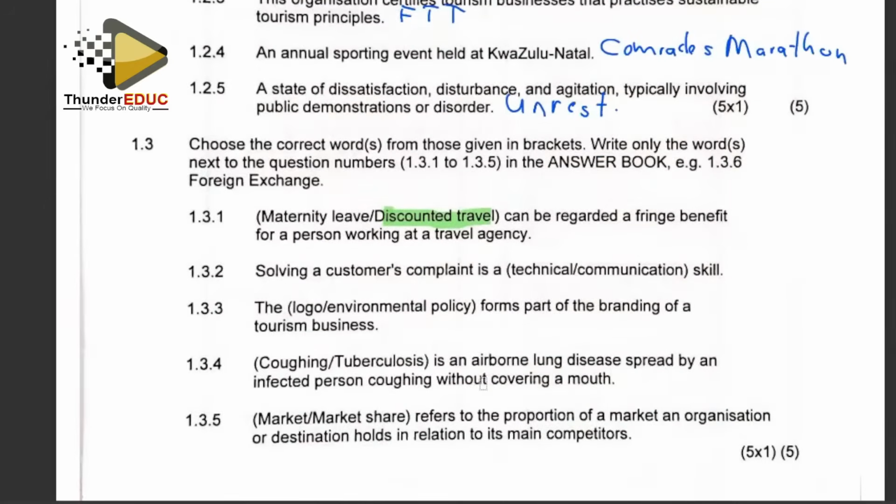Then 1.3.2, solving a customer's complaint is known as a communication skill. That is actually a communication skill when you're solving a customer's complaint. Then 1.3.3, the logo or environmental policy forms part of branding. So our correct answer there will be the logo.